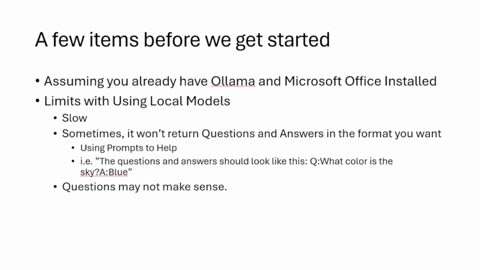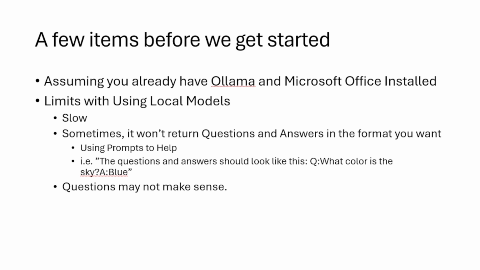So for example, the questions and answers should look like this. Q colon, what color is the sky? A, blue. If the LLM returns the information like this, then we'll be able to easily pick out the questions and answers based off of those Q and A tags that we added, right?